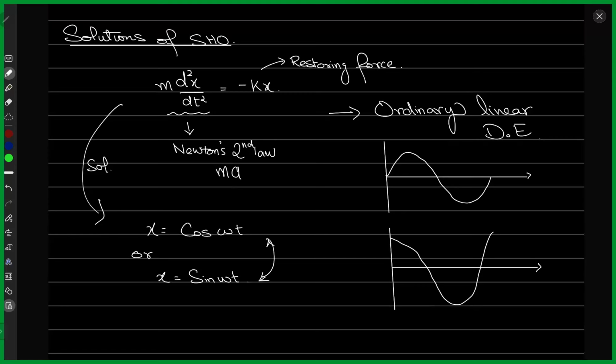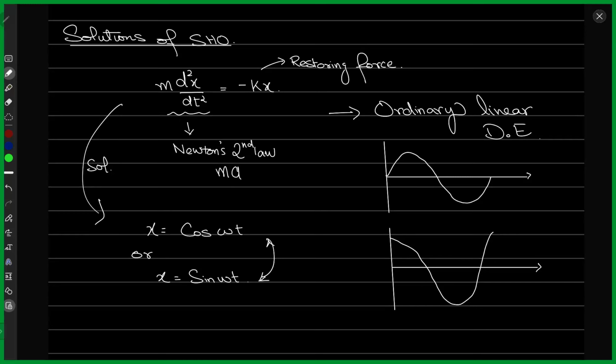Now, when I say that these two are solutions to this differential equation, what I mean is that either of them would solve this equation. If I were to put cos omega t in place of x in this equation, and also here, I would get the left hand side equal to the right hand side. So it's a solution to this equation. Similarly, sine omega t is also a solution.